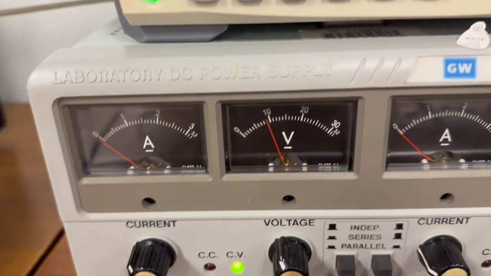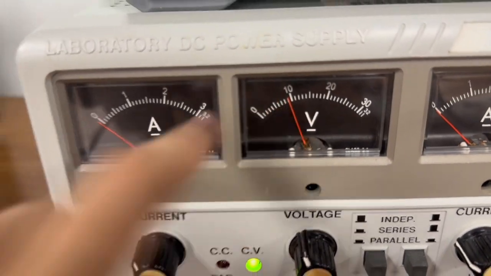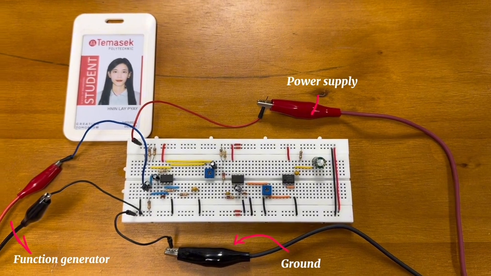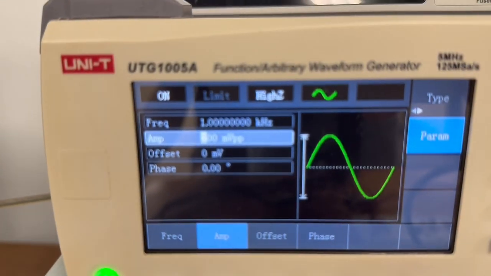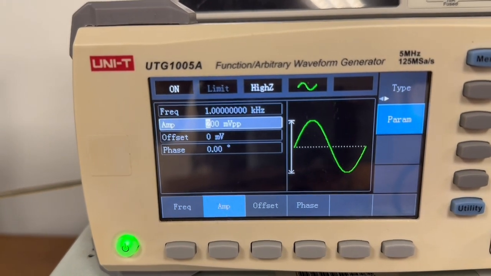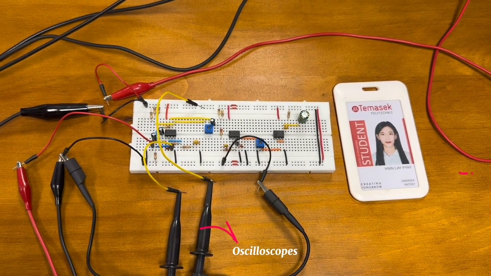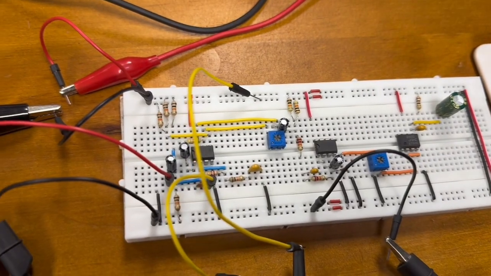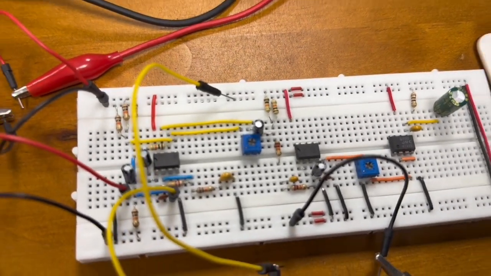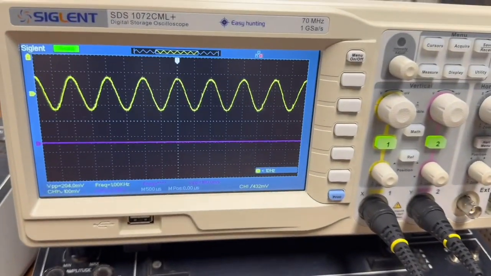To set up stage 1, first turn on the DC power supply source to 9 volts and connect it to the circuit. The function generator needs to be set to a sine wave of 1 kHz at 200 mV peak to peak. Then we connect the channel 1 probe of the oscilloscope to the function generator. By placing the probe of channel 1 at TP1, we can see that the voltage is 200 mV peak to peak.